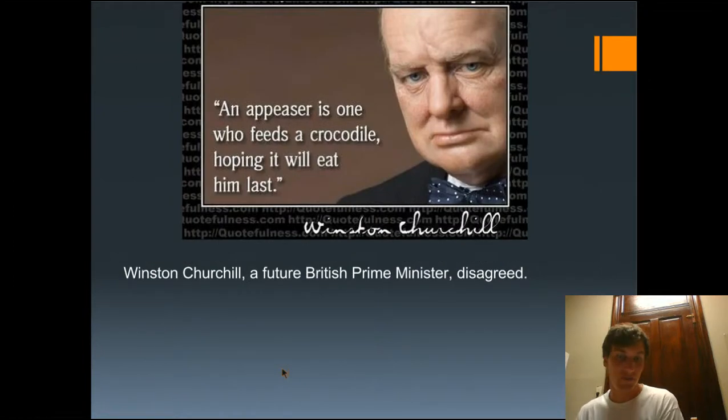Winston Churchill, who was another British prime minister later on, he says an appeaser is one who feeds a crocodile hoping it will eat him last. What do you think he thinks about Hitler? Exactly. He thinks that we should take him out now. We should fight him now before he becomes too powerful.